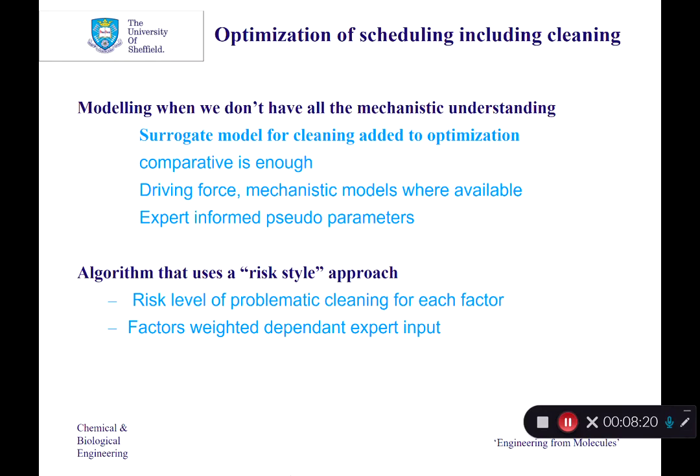So we don't have all the mechanistic understanding of all the different factors that are important in cleaning. So the optimization is a mixture, a surrogate model, where we have known data inserted, and where we don't have known data, we have pseudo parameters that are expert informed, that are programmed into the optimization. But also where we can use driving forces and mechanistic models, we've done so, and particularly physical property prediction techniques.